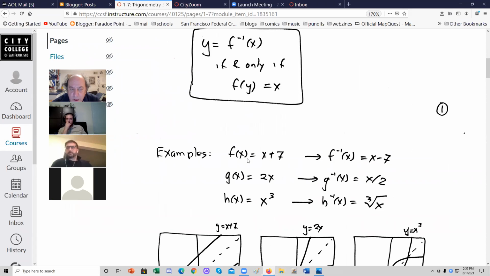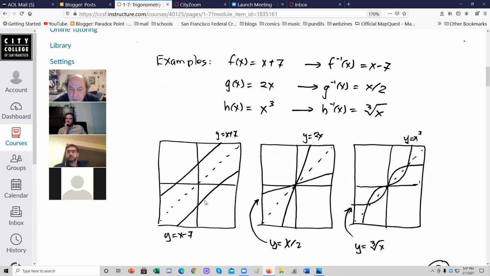For example, for the function x plus 7, its inverse is x minus 7. You subtract 7, the opposite of adding 7. The inverse of the function 2x is the function x over 2. The inverse of the function x cubed is the function cube root of x.